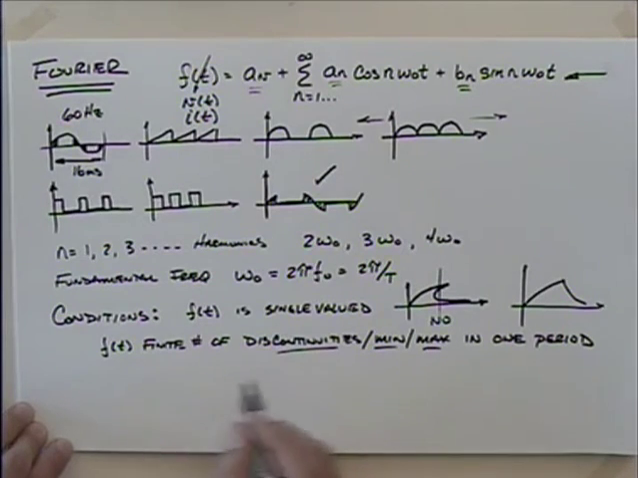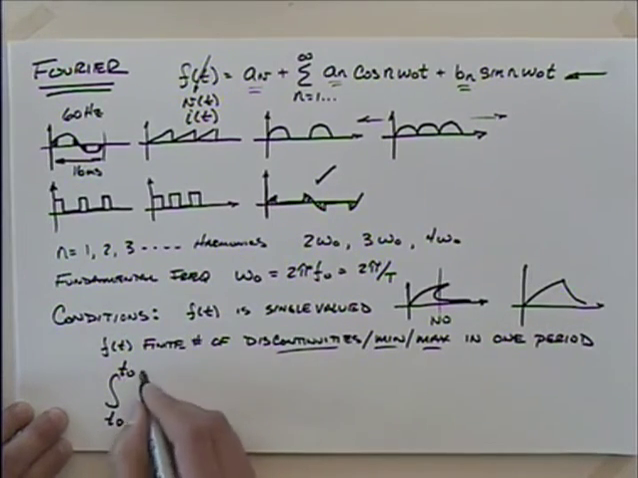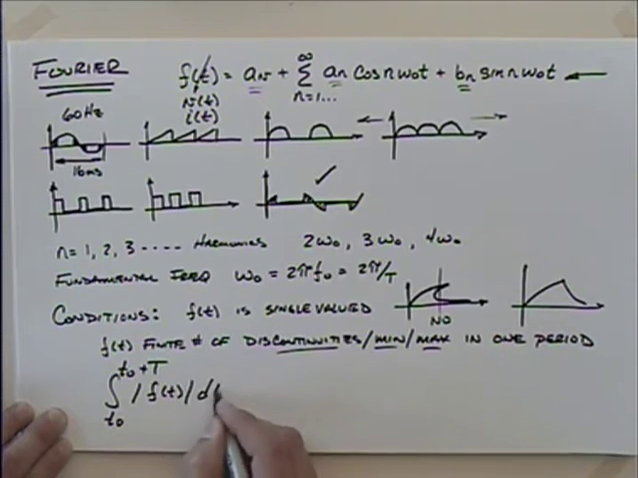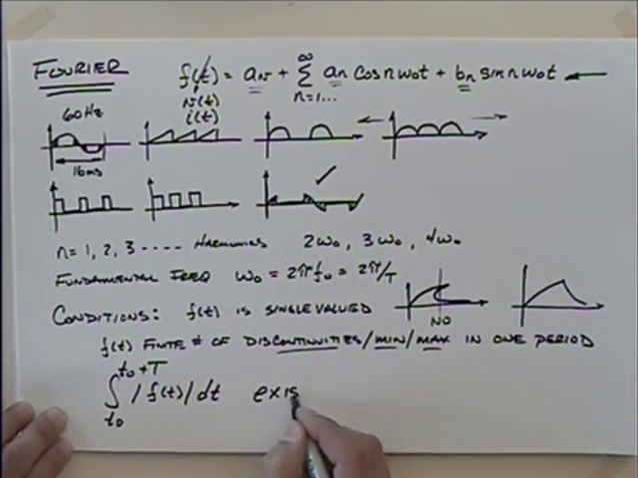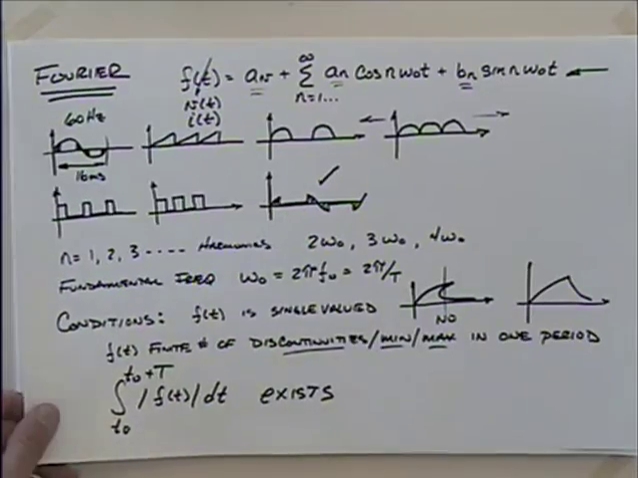The last thing is to calculate these values. You've got to make sure that the integral exists. So the integral from t naught to t naught plus T, where T is the period, of the absolute value of f of t dt has to exist. Okay, so we'll stick with ones that we can integrate. So those are the requirements. I think we talked about those last term, but I wanted to reiterate them.